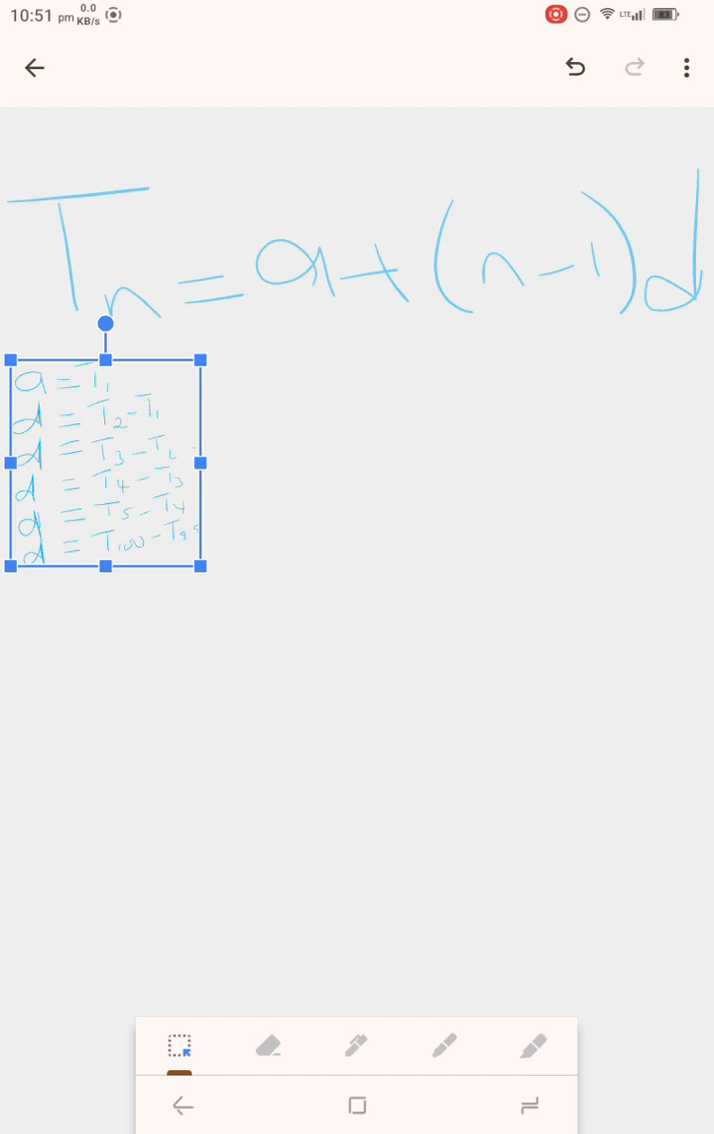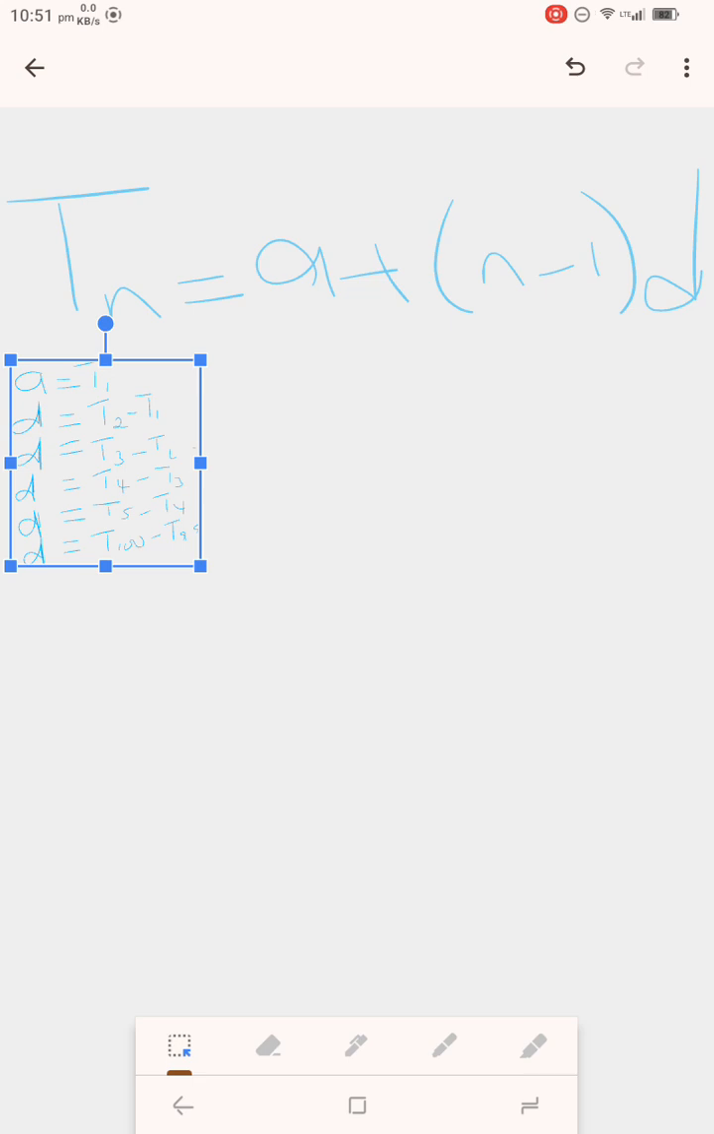Now if they want you to look for term number 100, look at how I was looking for d. I said T2 minus T1. So T2 is term number 2. If they wanted me to look for T2, where is n? I'm going to put 2. If they want term number 100, where is n? I'm going to put 100.